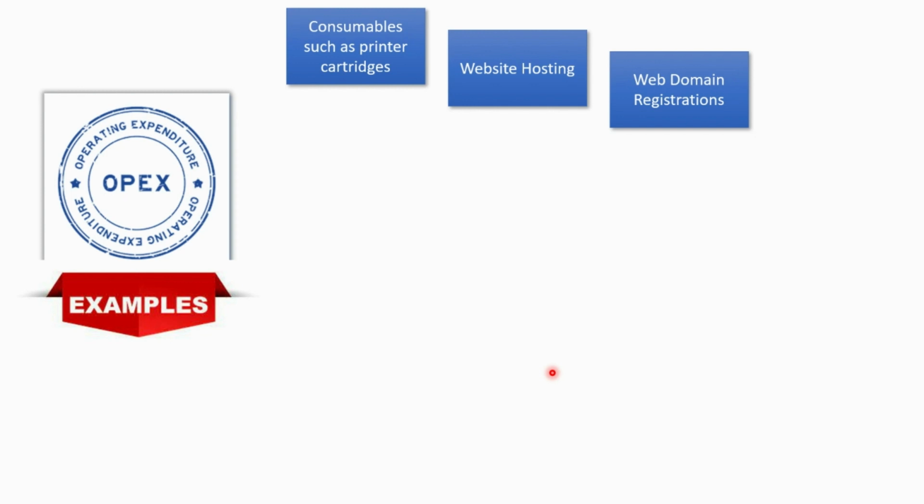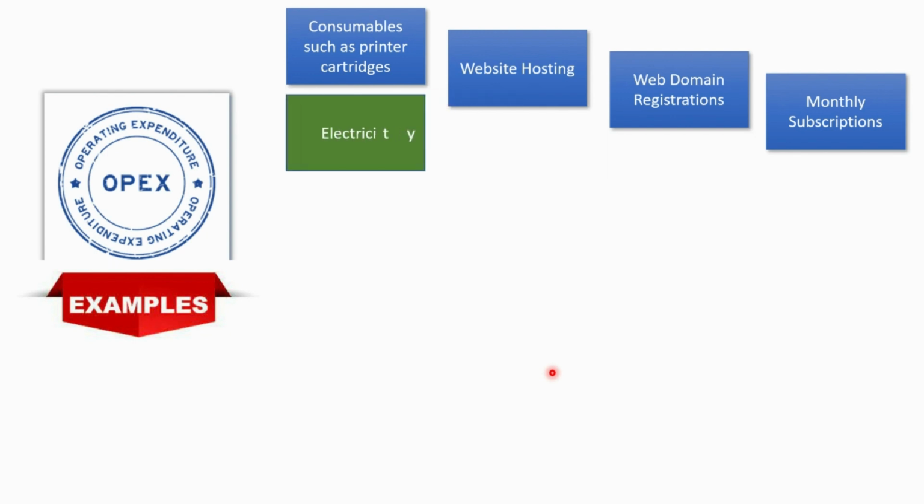Next come monthly subscriptions. It may be a magazine subscription or a subscription to a software as a service product. They are all classified as operational expenditure.